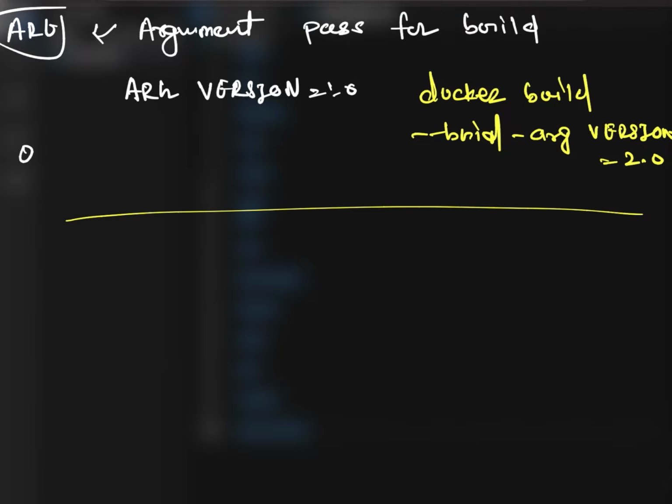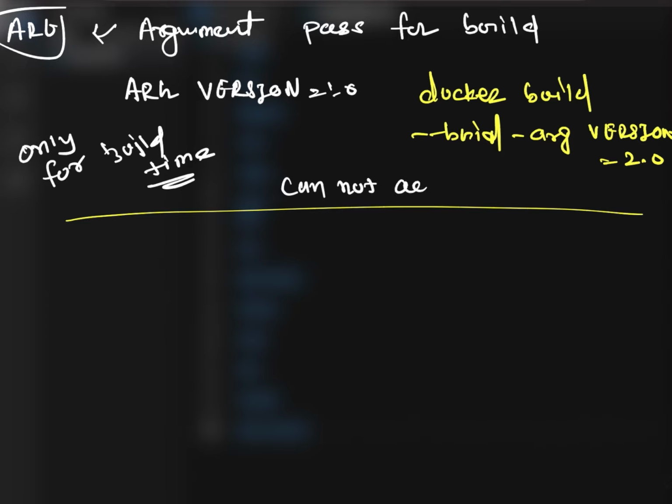It can be added via the build argument during the build command, and this is only for build time. We cannot access it inside the container once it is given. Once the build is over, this will vanish.